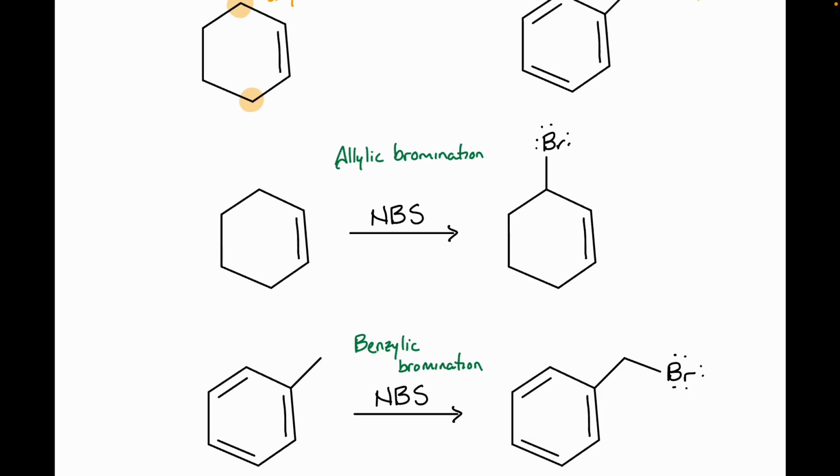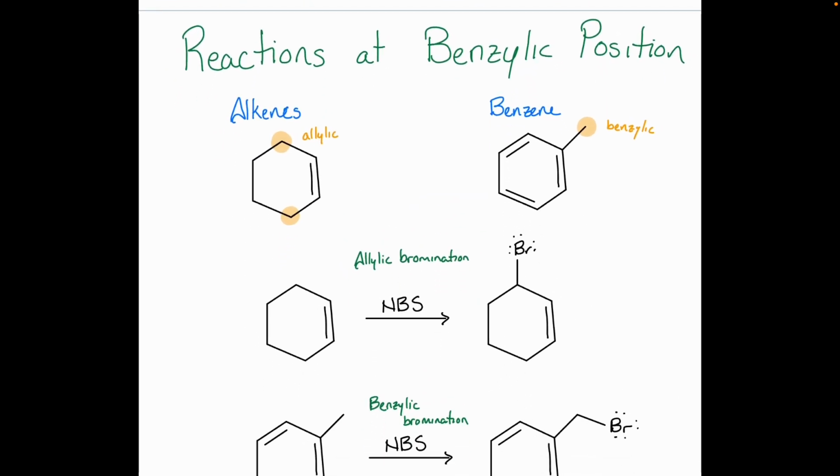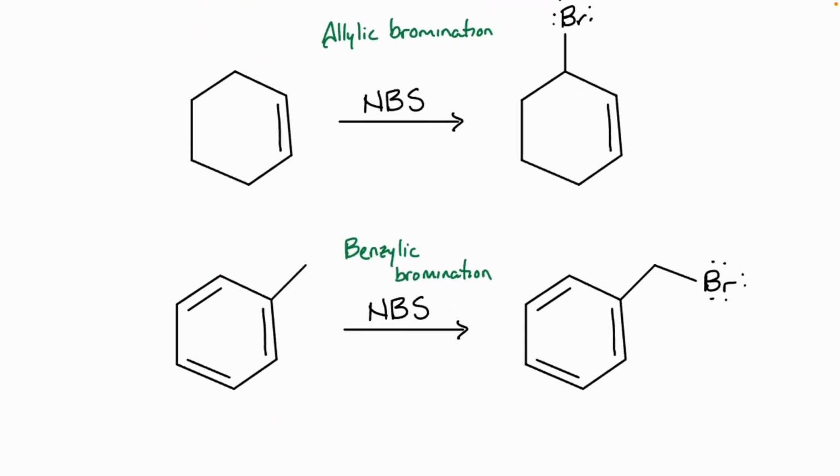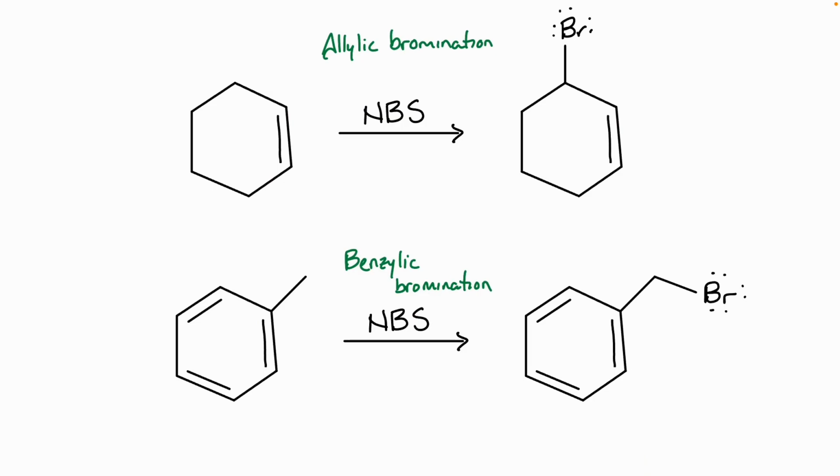Okay, so we're talking about reactions that occur at the benzylic position. What is the benzylic position? Well, it's analogous to the allylic position in an alkene. A benzylic carbon is one that's one removed from that benzene ring. And our first reaction uses this reagent NBS, which we saw before in allylic bromination reactions. And for our benzene derivatives, it's doing the analogous thing, brominating that benzylic position.